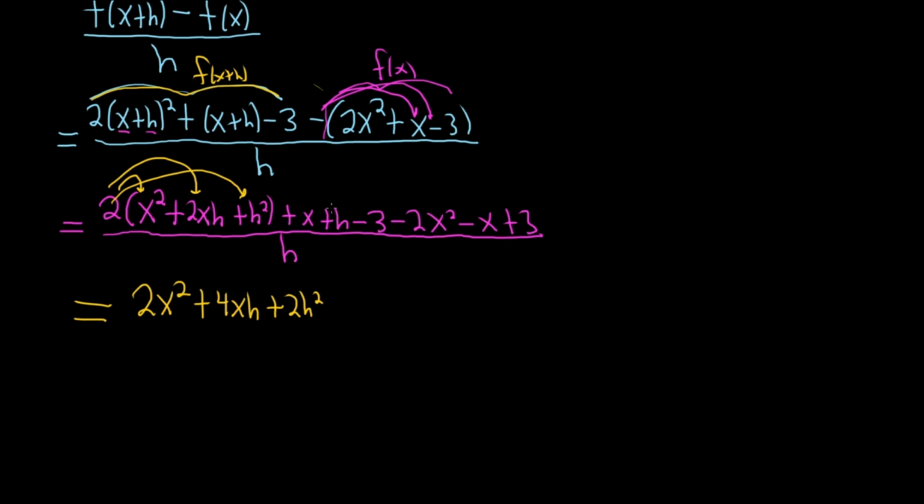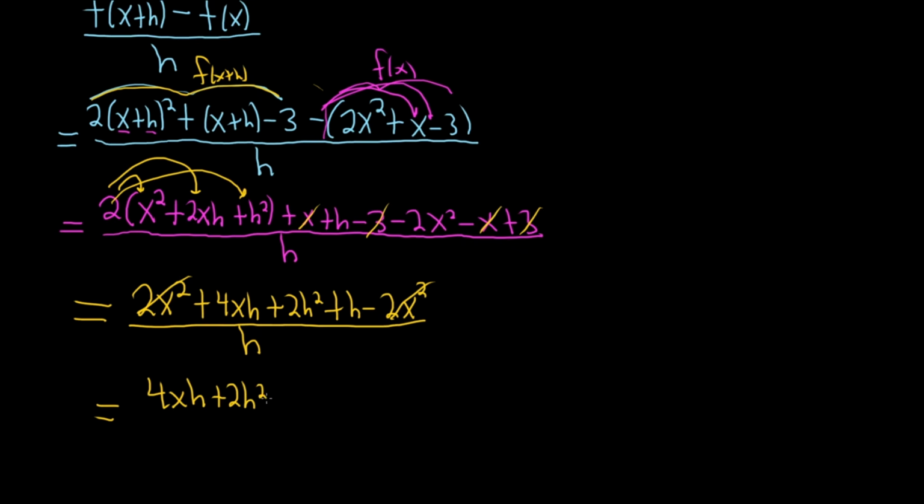Anything happening here? Let's see. Oh, look, the x's go away. The 3's go away. That's really good. Plus h minus 2x squared, and it's all being divided by h. So this is equal to, let's see. Oh, look, the 2x squareds cancel. Boom. So we have 4xh plus 2h squared plus h, all being divided by h. We're almost there. At this point, everything in your numerator should have an h. If you have something that doesn't have an h, you messed up. So now we can pull out an h. Let me do it below.